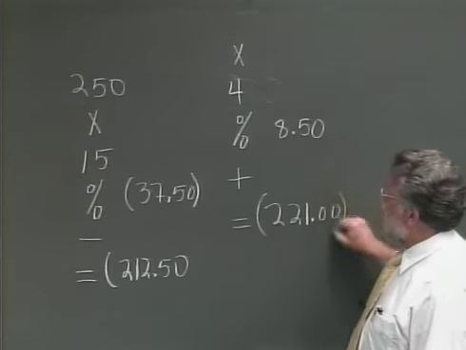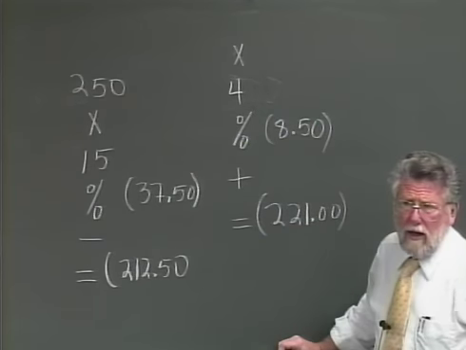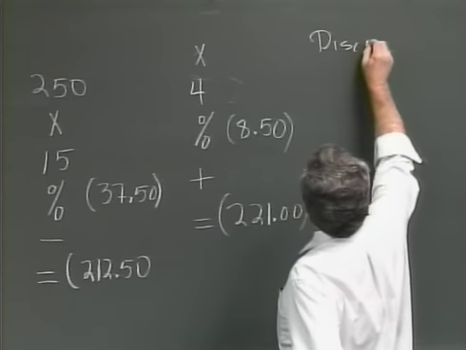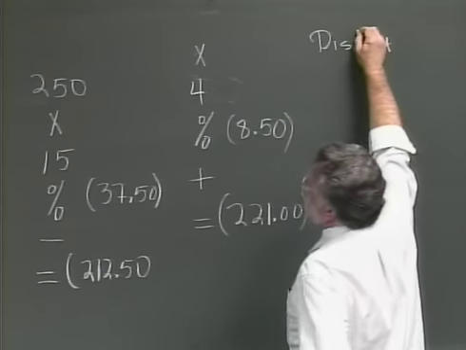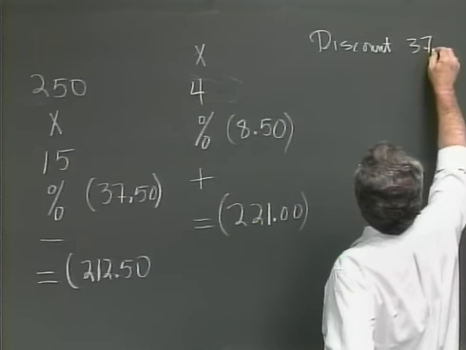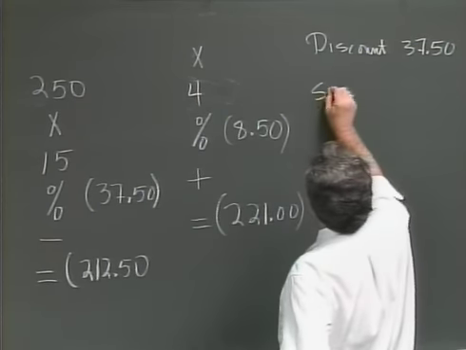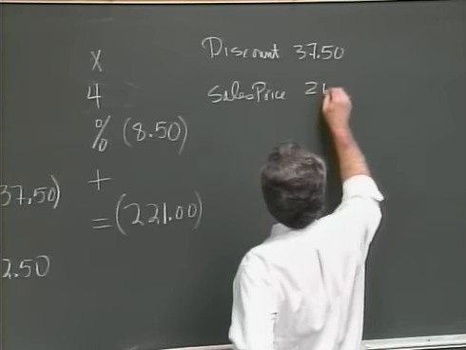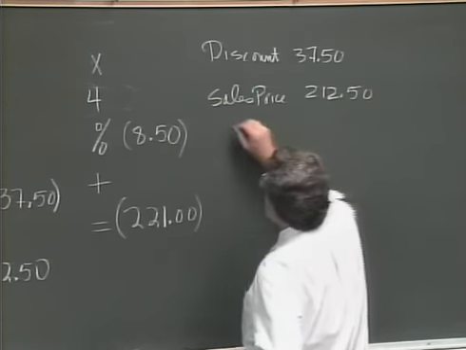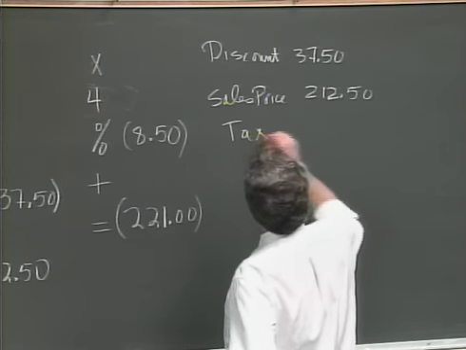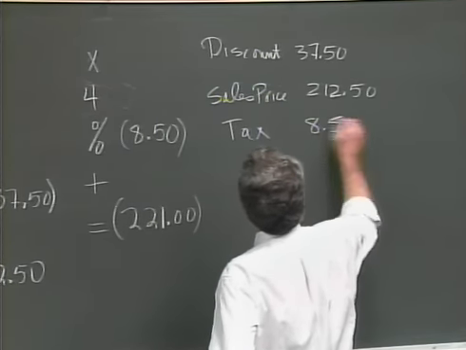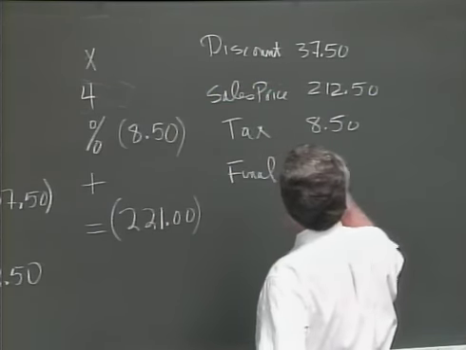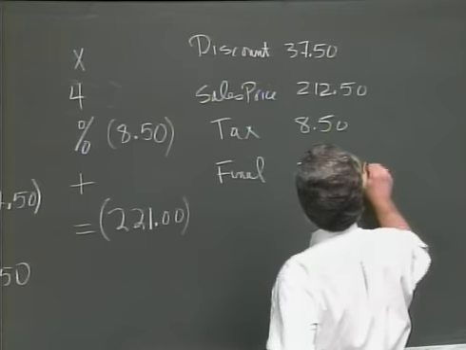So these are the numbers you see as you go along. If I give you this on a test, for the discount, you would write in $37.50. For the sale price, you would write down $212.50. For the tax, you would write down $8.50. And then for the out the door or final price, you would write $221 and you'd be done.